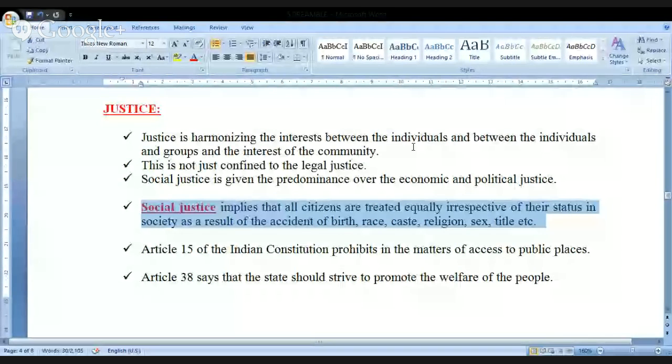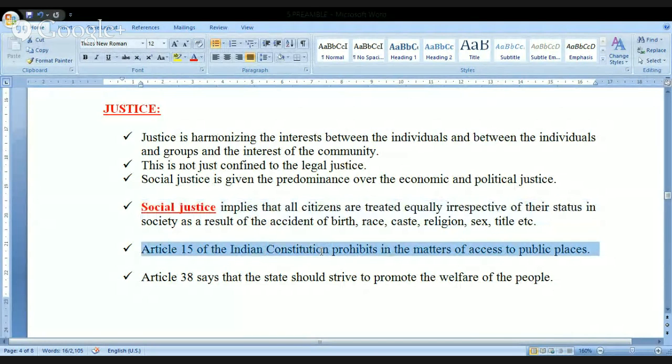It is a clear indication that just because something is present in the Constitution, it does not mean that the people will be enjoying it. One example is social justice. Next, look at this. Article 15 of the Indian Constitution prohibits discrimination in matters of access to public places. Clear? Very, very important here.